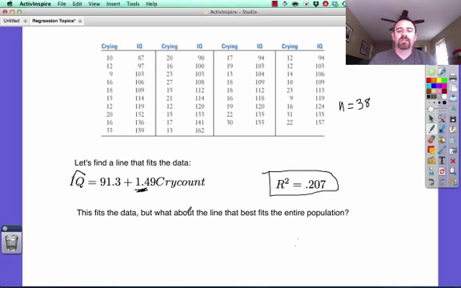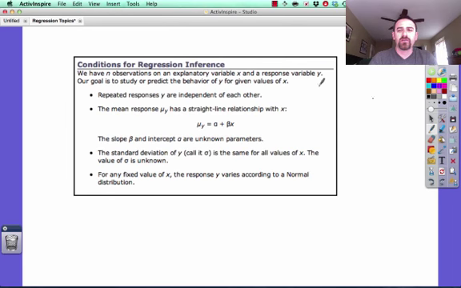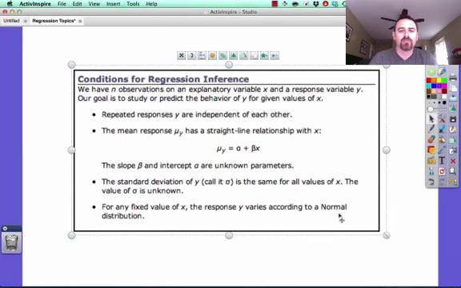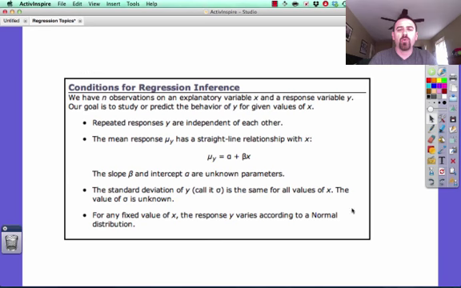What about the line that best fits the entire population? Let's talk about that. Now here are the conditions for inference for regression. This is what we're trying to do: figure out how well the line fits the entire population. So first things first, before we can get to the conditions, here is the way that we write the hypothesized line.